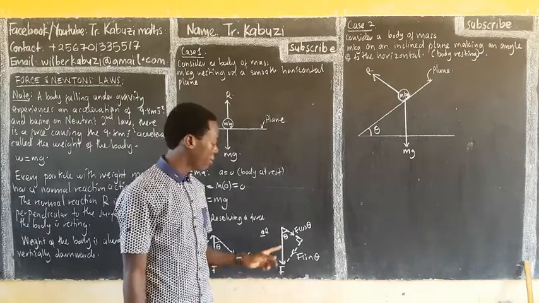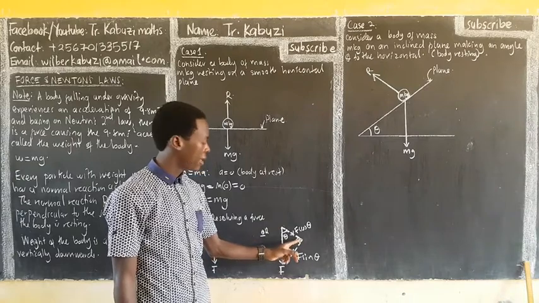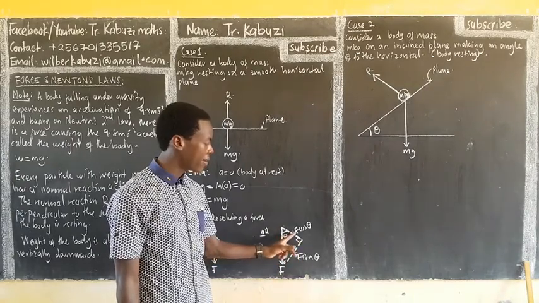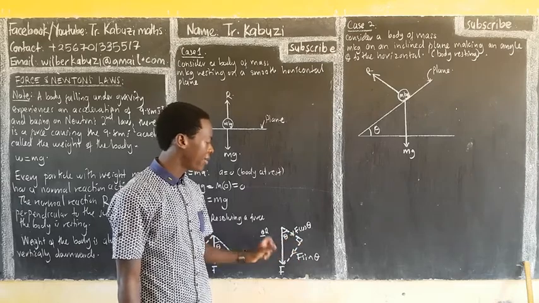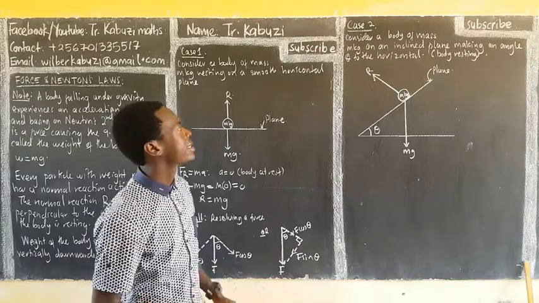Or there are two ways. Or you resolve like this. If the force is going like this, you resolve this way. Then you also resolve this way. So when this makes an angle, this becomes the adjacent, and then this becomes the opposite. We are going to use that idea in the next case.